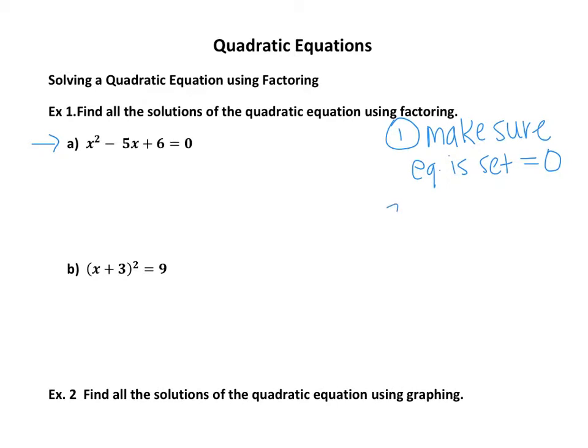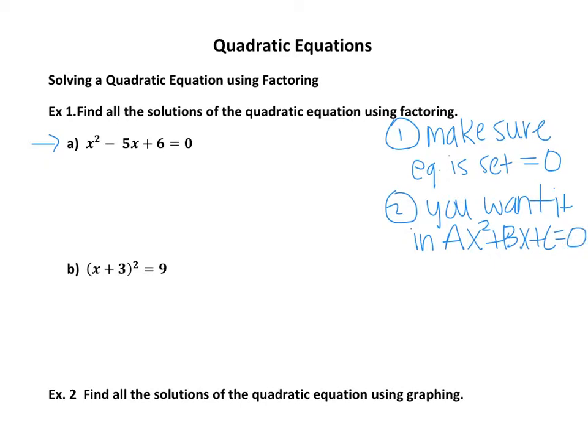The next thing that you want to make sure, especially for solving by factoring, is that you want it in a certain way. So you want it in ax squared plus bx plus c equals 0 form. The reason you want it in this form is because this is how we recognize factoring. Other than a few other special cases like difference of squares or the sum or difference of cubes. But other than that, we want it in this form.